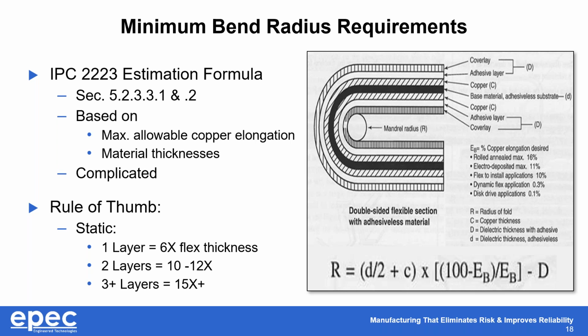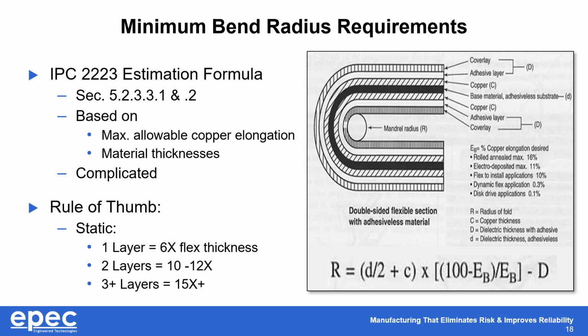The industry, for the most part, runs on rules of thumb for what your minimum bend radius can be for a given construction. So, for example, a static one-layer design, you can routinely go down to 6 times the flex thickness without any concerns. What does that mean? If your flex is 5 thou thick, then your minimum bend radius is going to be 6 times that, 30 thou.